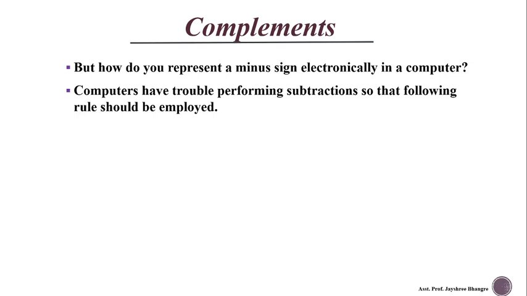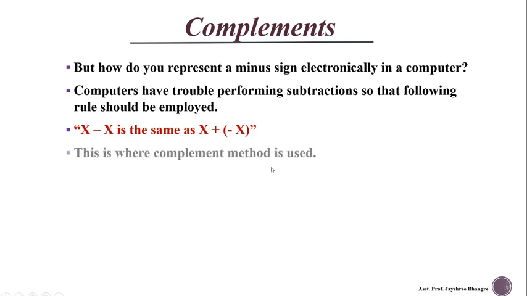And if the number of bits increases, or we have to perform the subtraction on higher numbers, then the process gets complicated. So it is easier to represent the subtraction x minus y as x plus minus y. Using this rule, we can perform the subtraction using addition. This can be done using the complement method.